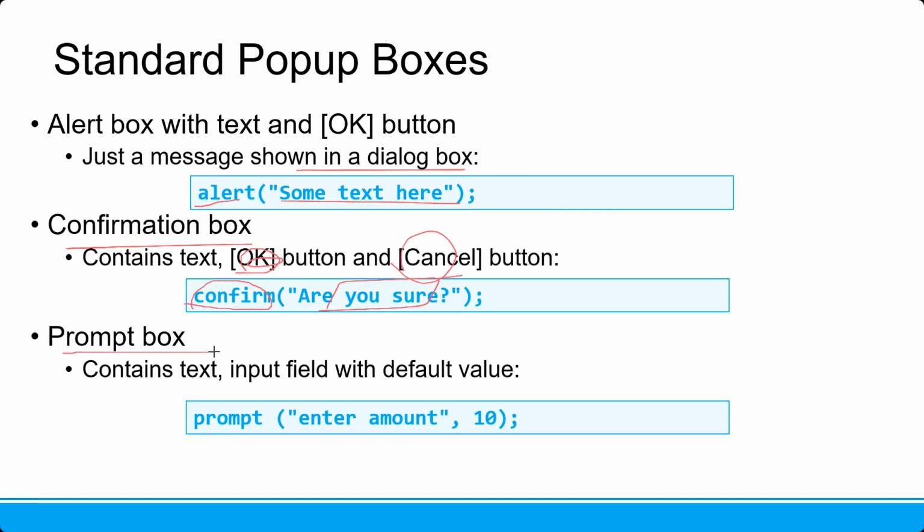You can also use a prompt box. The prompt box means I want to put in a value. It contains text and an input field with a default value. So for example, I put prompt, enter the amount. If I put 10, it means the basic or default value is 10, but you can change it according to your requirement.